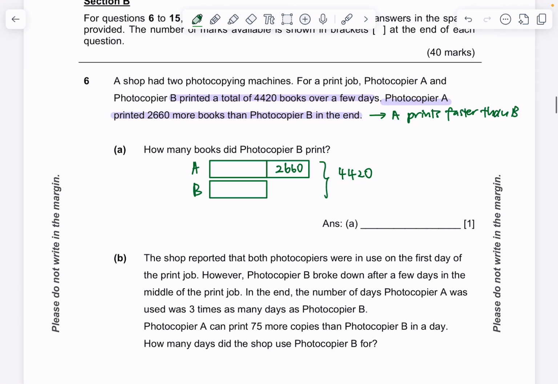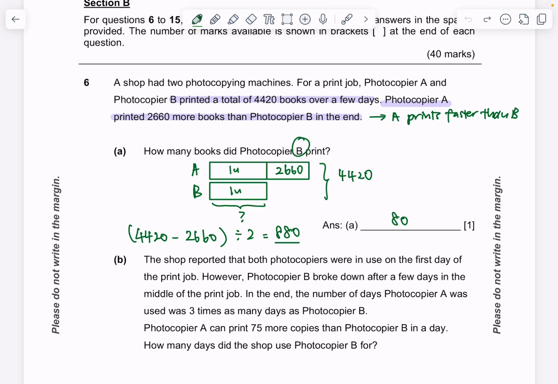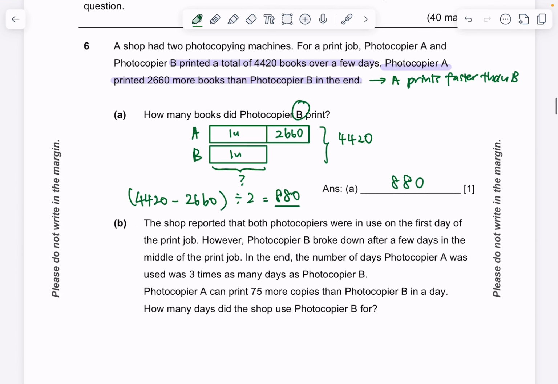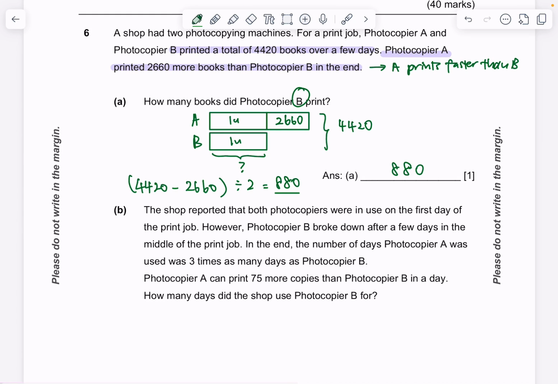So we want to find out what photocopier B printed, and this was the question mark in part A. So we will take 4,420 minus 2,660, and you divide it by 2, and you will get the answer. Let me key that in: 4,420 minus 2,660, and then you divide it by 2, and you will get 880 books for photocopier B. Okay, so part A is easy, but for part B, what do you do then?